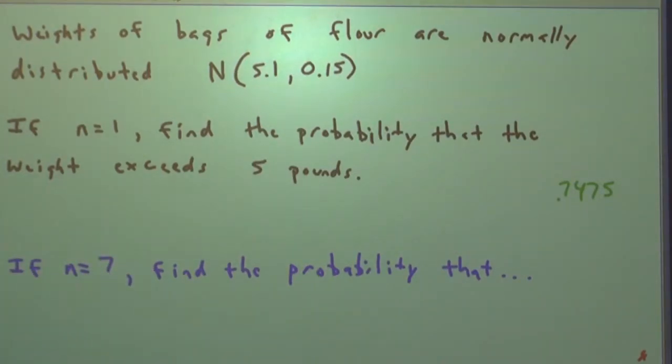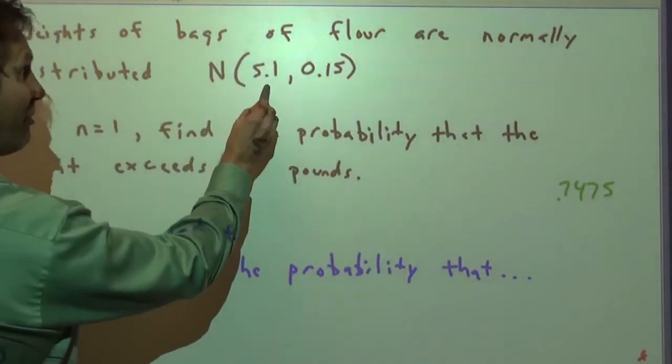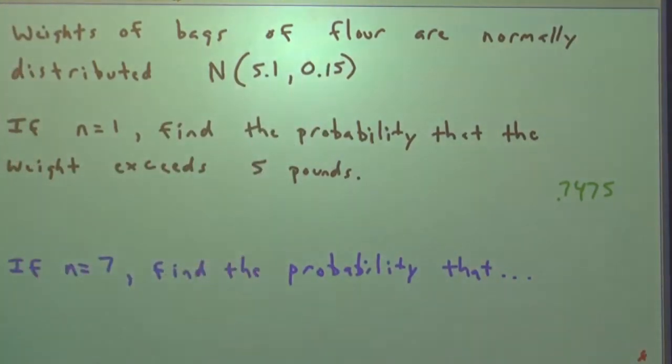One last problem. Let's say weights of bags of flour are normally distributed with a mean of 5.1 pounds and a standard deviation of 0.15 pounds. If we select one bag at random, find the probability that the weight exceeds 5 pounds.